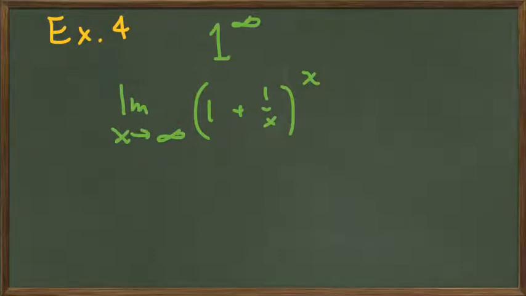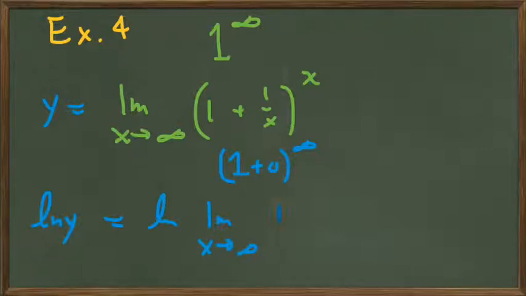So the way we do this problem, as x goes to infinity, we get 1 plus 0 to the infinity. The way to do the problem is to set it equal to y and then take ln of both sides. So ln of y equals ln of the limit as x goes to infinity of 1 plus 1 over x, to the x.